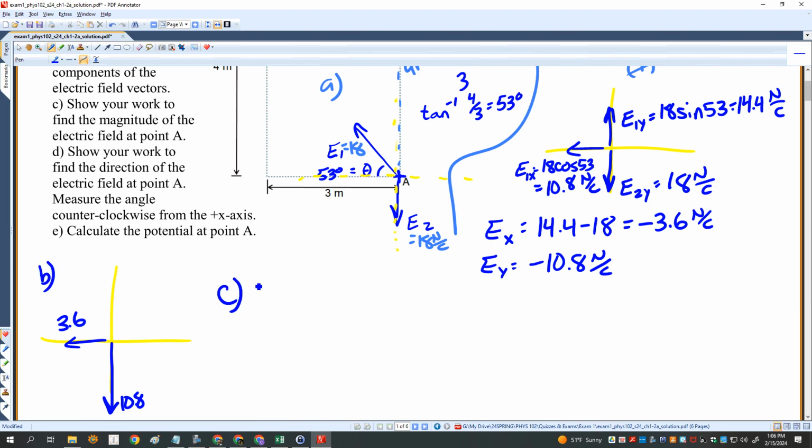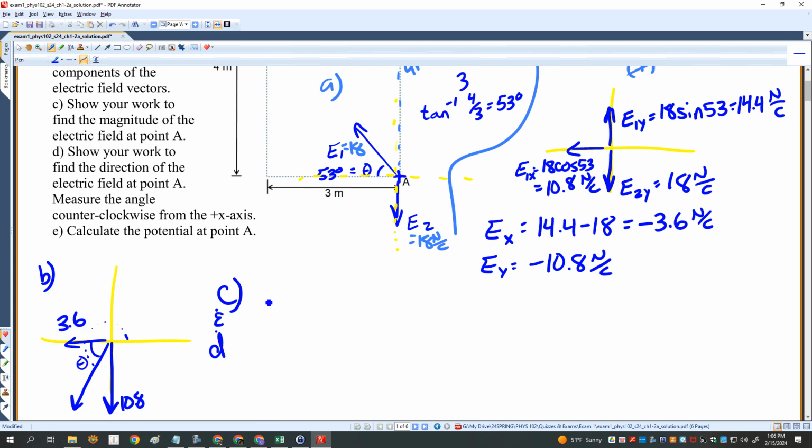Now for part C and D, we'll do those sort of together because I want to find the magnitude and direction of the electric field at point A. Well, that's going to be what is the length of this vector, and then what is this angle? I'll call this theta, but then I also want to know what is this angle because I want to know what counterclockwise from the positive x-axis.